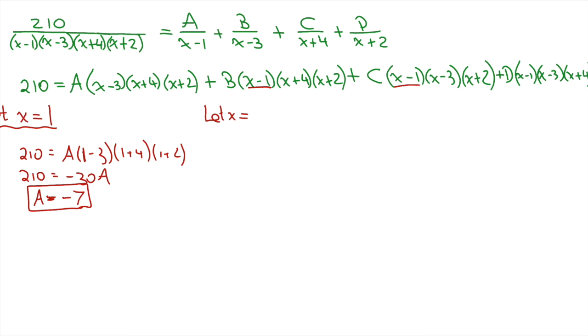Negative 2. So if I let x equal negative 2, the left-hand side stays at 210 because it doesn't have any x's. And what happens to the a term? It's gone. The b term, gone. The c term, gone. The d term, it stays. So we're going to get d times negative 2 minus 1, negative 2 minus 3, and negative 2 plus 4.